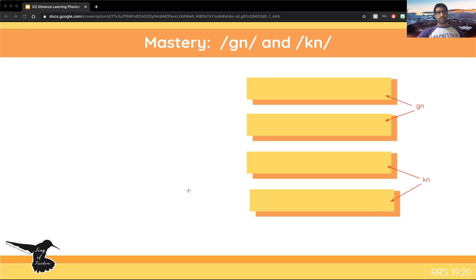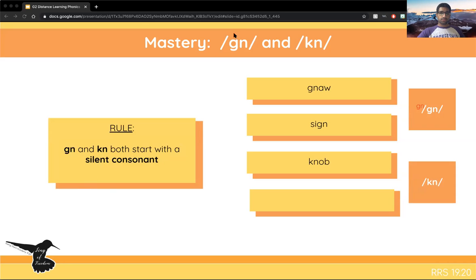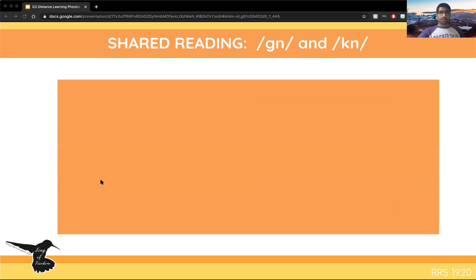So let me go over those 4 words again before we look at the answers. We have gnaw, sign, knob, knit. Let's take a look at how you did. Our first word was gnaw. Our second word, sign. Our third word, knob. And our fourth word, knit. Take a look. Did you get those words right? What was challenging for you? I'm excited to see your work in the comments below. Make sure you take a picture and include it in your comments.